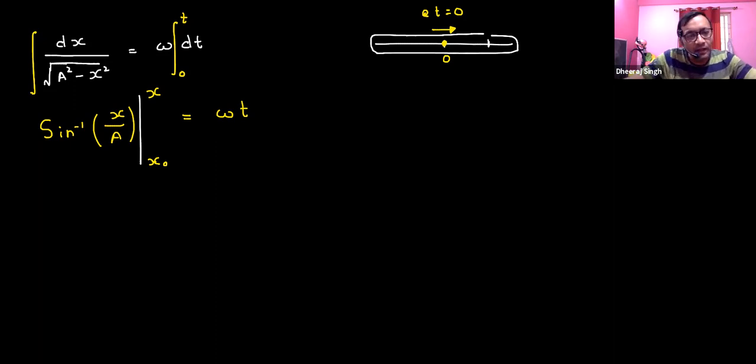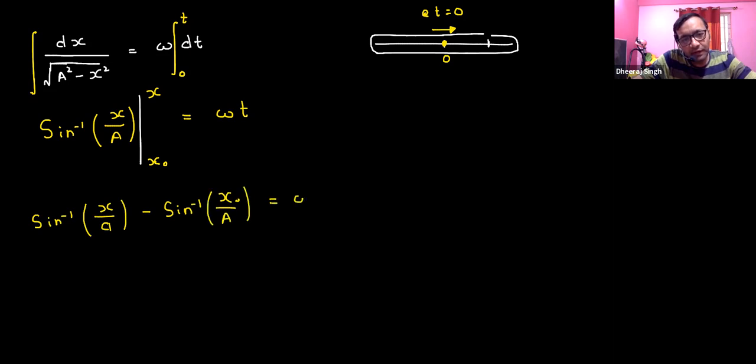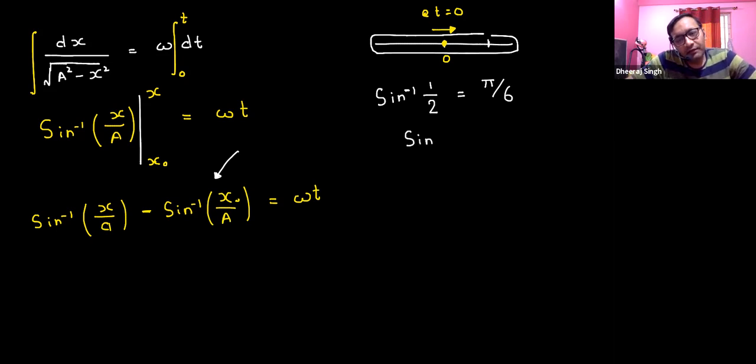Now when you put the upper limit and lower limit, it will be sine inverse x by a minus sine inverse x naught by a is equal to omega t. Have you seen sine inverse before? Have you seen the inverse trigonometric functions? Sine inverse half, let's say, what is it? Simple, 30 degrees, or pi by 6. So sine inverse of anything is an angle. So let's say sine inverse of x naught by a is phi, some angle phi, which is the initial phase.